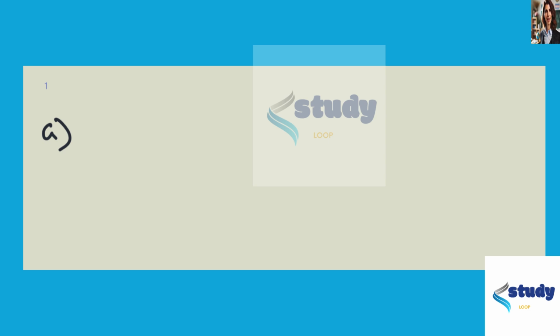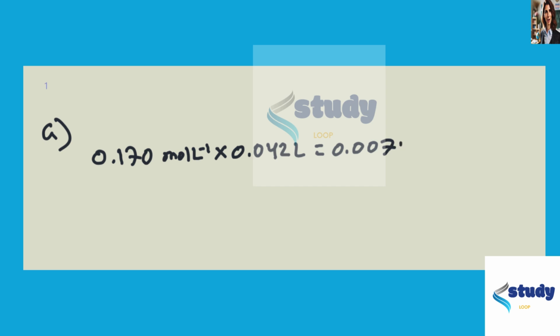So here we have 42 ml, 0.170 molar. So the number of moles for this solution will be 0.170 molar, or mole per liter, times the volume, which is 42 ml, and if we convert it to liter by dividing it by 1000, we'll have 0.042 liter, and it will give us the number of moles for this solution, which is 0.00714 mole NaOH.